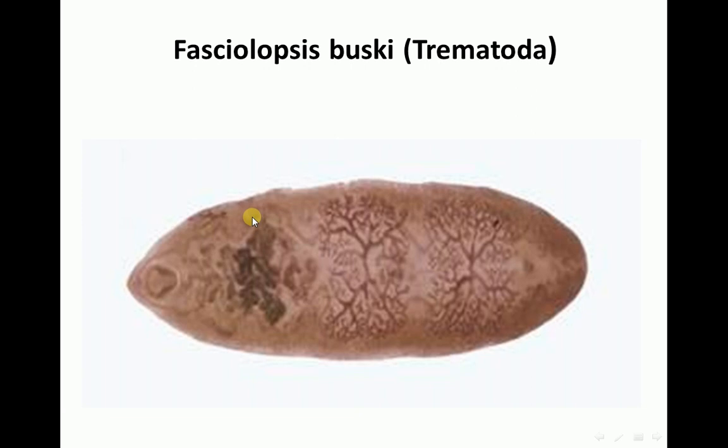Another example of a parasite belonging to Trematode is the parasite Fasciolopsis buski, which is considered the giant intestinal fluke. We can see here the oral sucker and the ventral sucker behind it. We can see both male and female genital organs in the same fluke. These are two branched testes in the middle and posterior portion of the body. In front of them, we can see the ovary and the uterus.